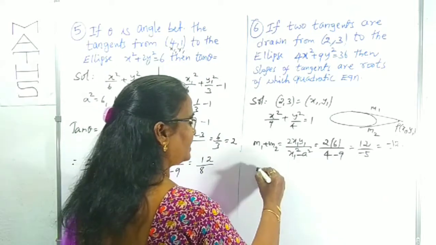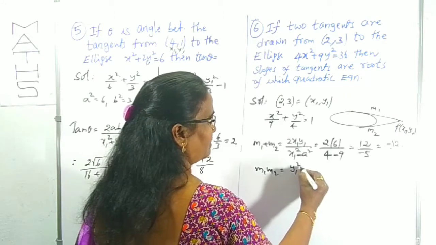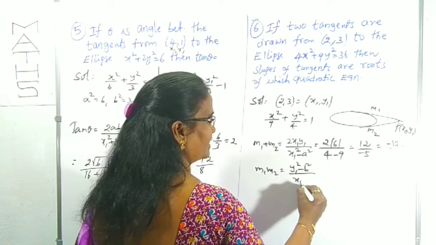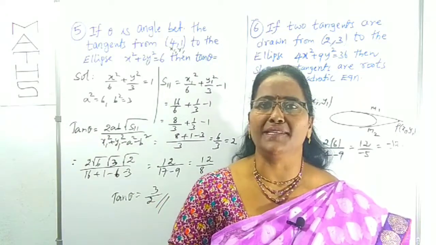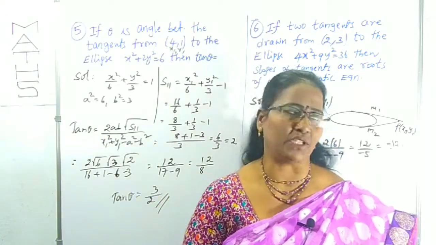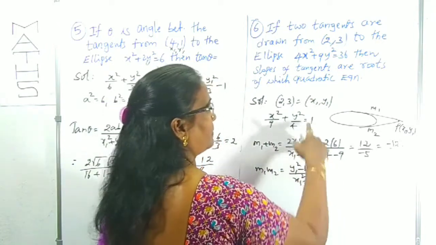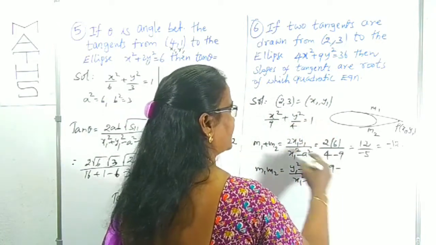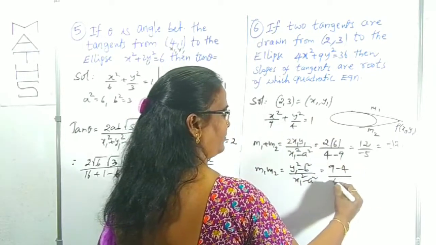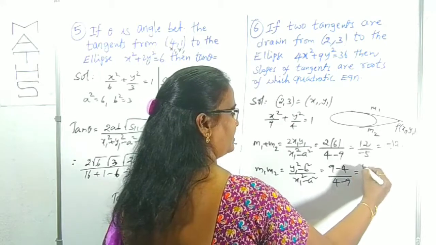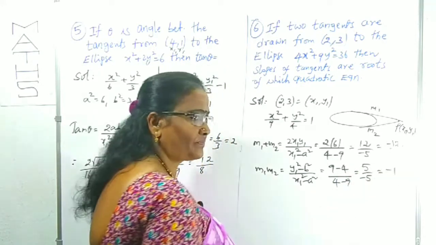You know what is the product of the slopes? It is given by y1 square minus b square by x1 square minus a square. We have taken the sum of the slopes; what is the product of the slopes? You can substitute here. y1 square is 9 minus b square is 4, by x1 square minus a square is 4 minus 9. That is 5 by minus 5, which is clearly minus 1.